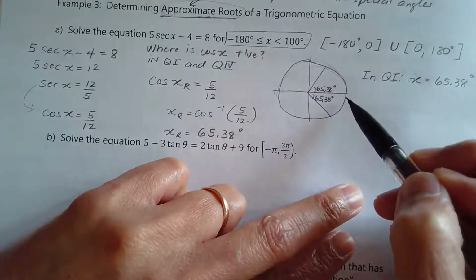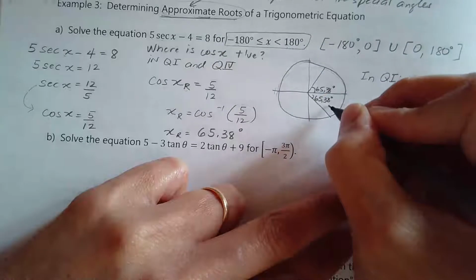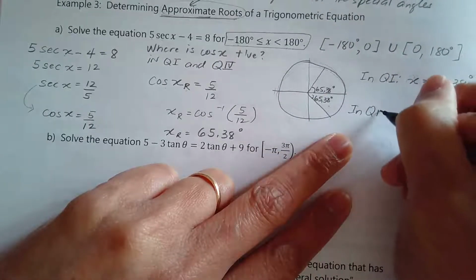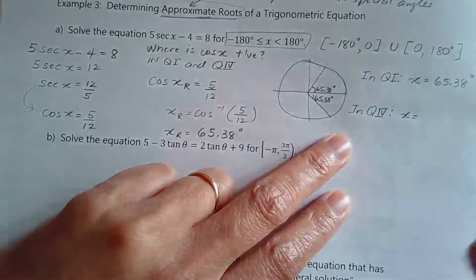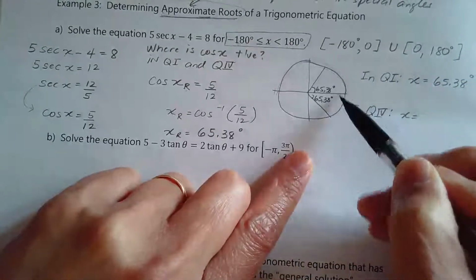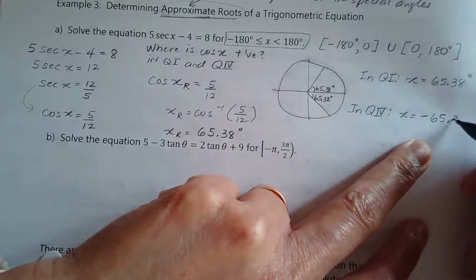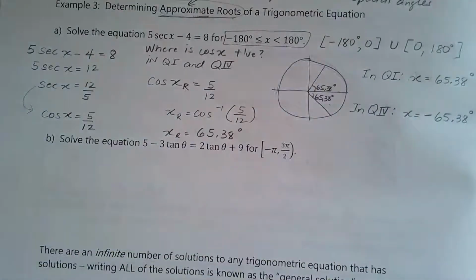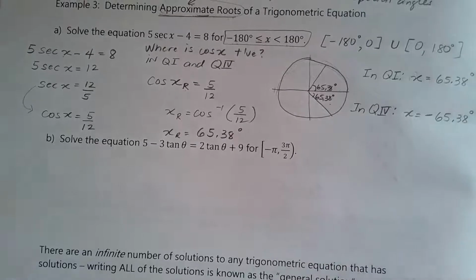Now what about from negative 180 to 0? That's going to touch on the negative angle. That's in quadrant 4. So x is equal to, it's rotating this way, so it's going to be negative 65.38 degrees. So we have two possible solutions in this particular case.